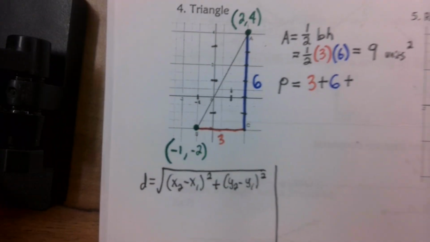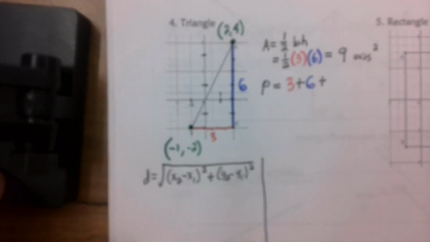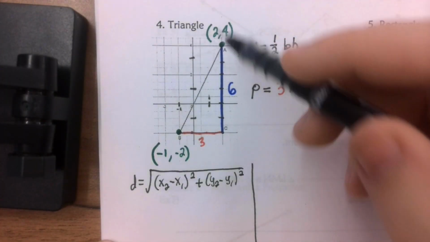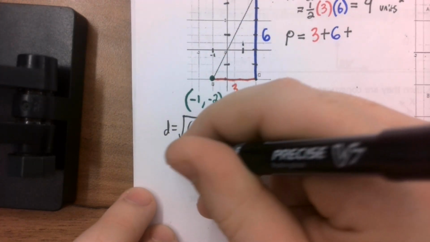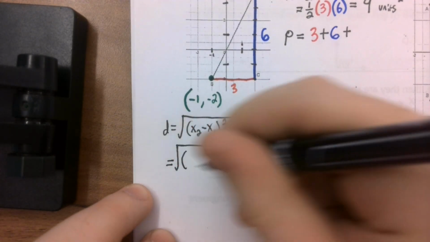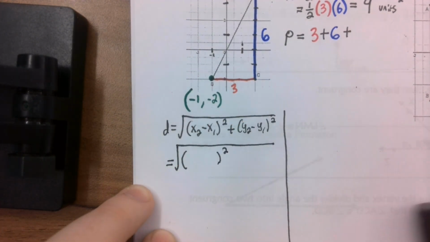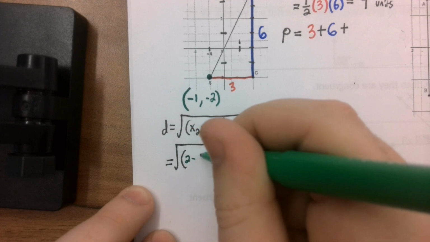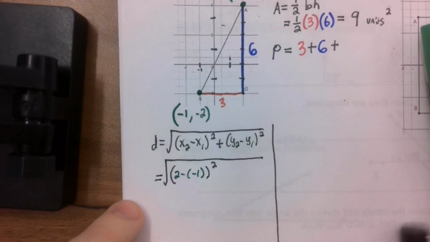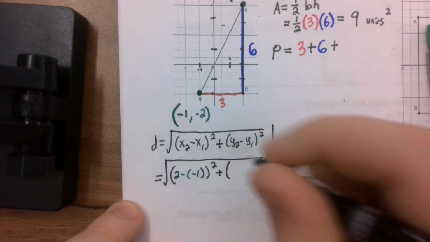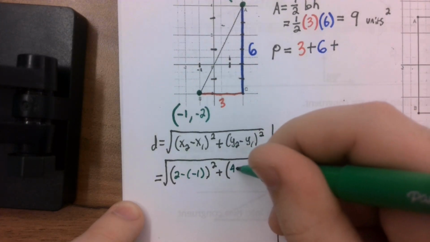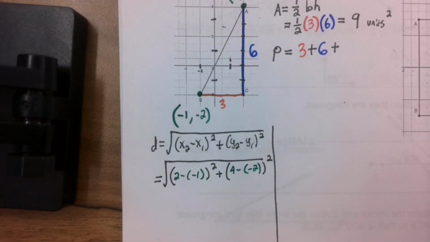Since it doesn't matter which order you plug in the x's and the y's, I am going to choose to plug in 2 minus -1, because that seems like it'll be an easier problem for me personally. So this is going to become 2 minus -1 squared. Again, these are both the x values. Plus, I'll plug in 4 minus -2, because that also seems like it'll be easier. 4 minus -2 squared.